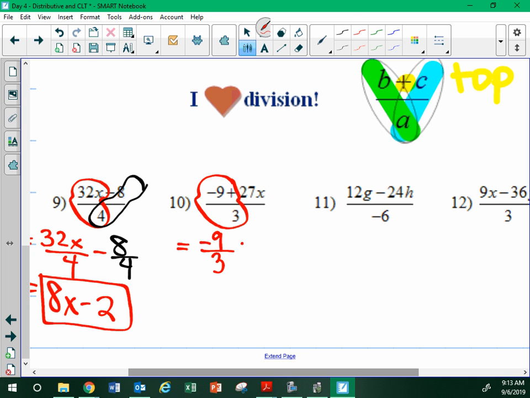Then I have my plus sign. 27x over 3. All right, let's simplify that. What's negative 9 divided by 3? Negative 3. 27 divided by 3? 9x.